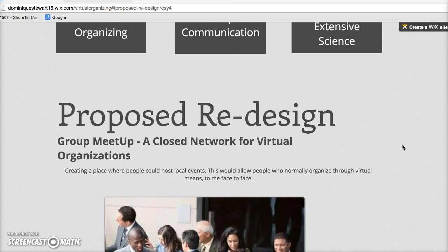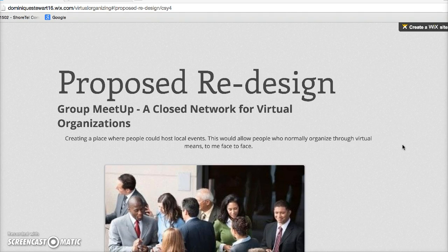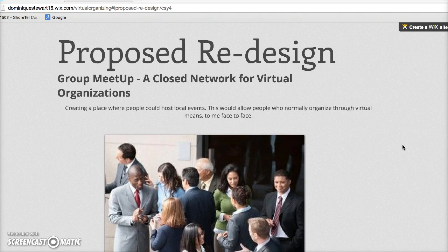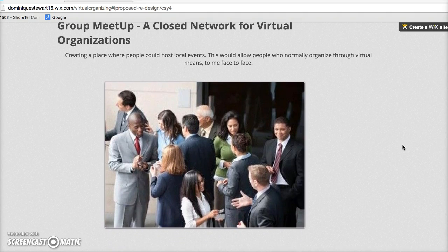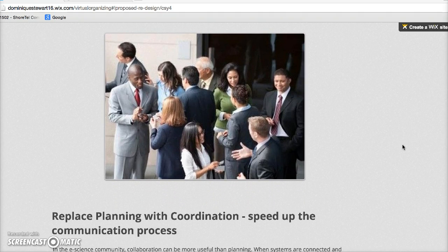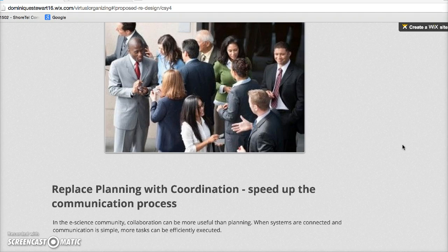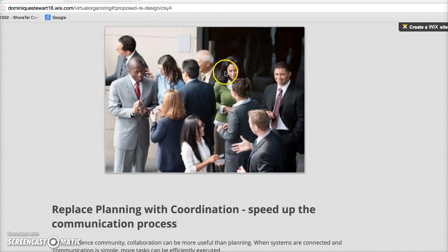Our findings indicate that there are many different strategies included in the successful virtual organizing of an e-science community. Through the analysis of our data, we have narrowed down two main strategic areas that provide a foundation for successful virtual organizing. These features are motivation and coordination. What do we do about that? Let's look at the group meetup.